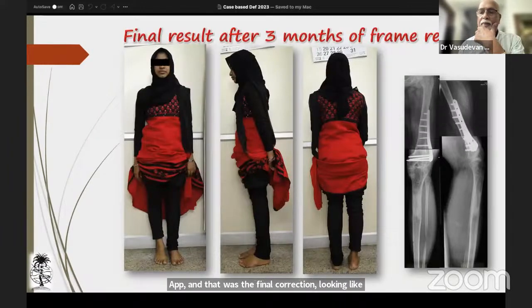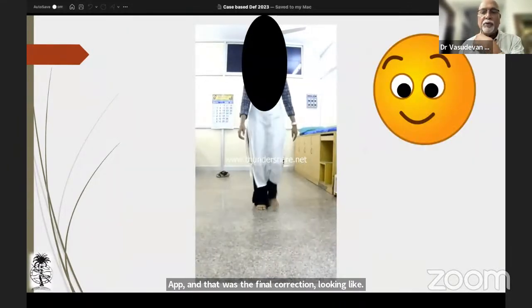This was the final healing. This was how she was walking.